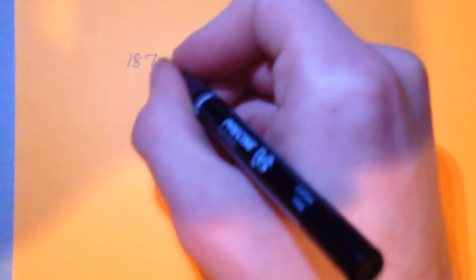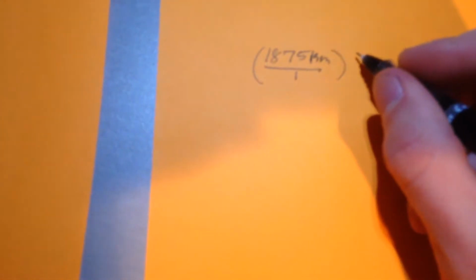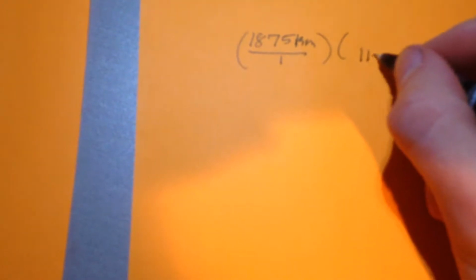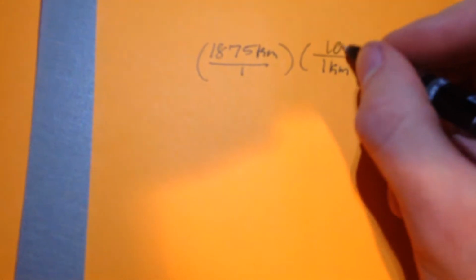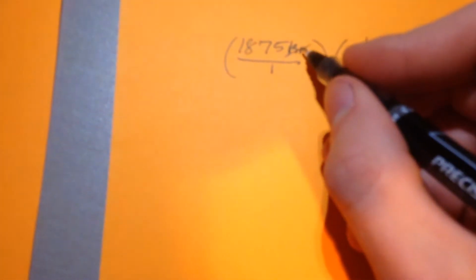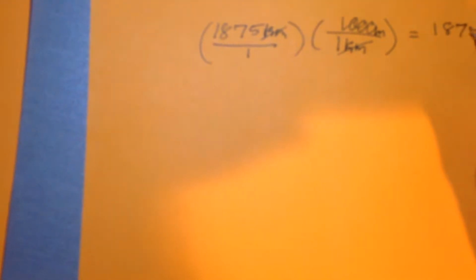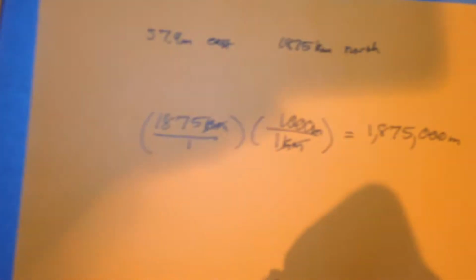So we want these in the same units. So we do 1,875 kilometers over 1. And then we multiply. We know there's 1 kilometer for every 1,000 meters. And so then the kilometers cancel out. And that gives us 1,875,000 meters. And so then we have them in the same units.